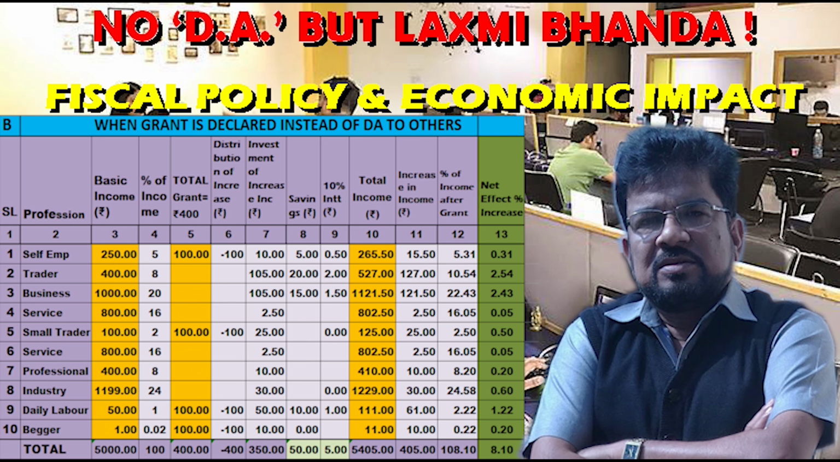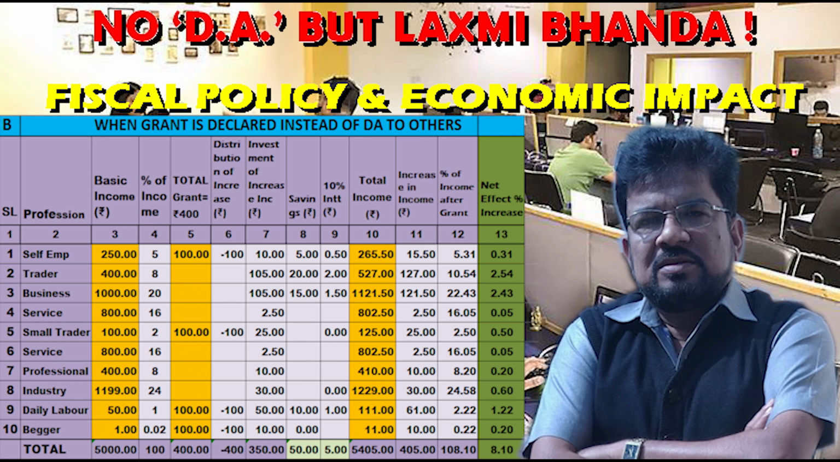Now we assume that 50 rupees have been saved by the recipients of grant, such as the self-employed person deposited rupees 10, another self-employed person deposited in bank rupees 5, trader deposited rupees 20, businessman deposited to bank rupees 15, and daily labor deposited to bank rupees 10. Beggar nothing, because they will expend their entire amount on consumable goods. The amount of savings will be lesser than earlier. Therefore, 50 rupees is being saved. Therefore, 350 rupees they are expending in various sectors.